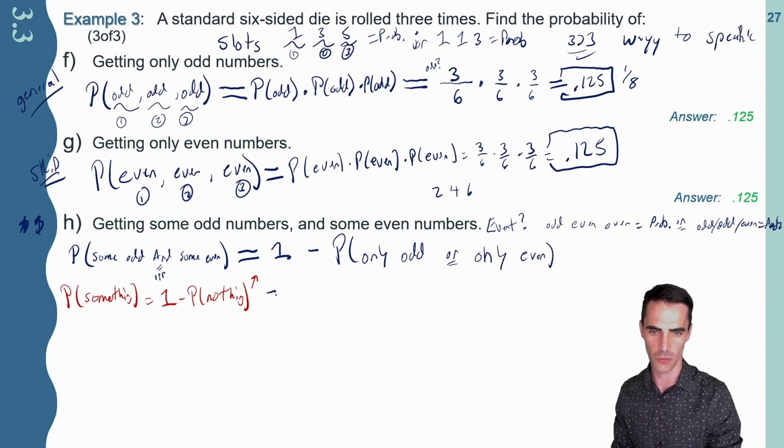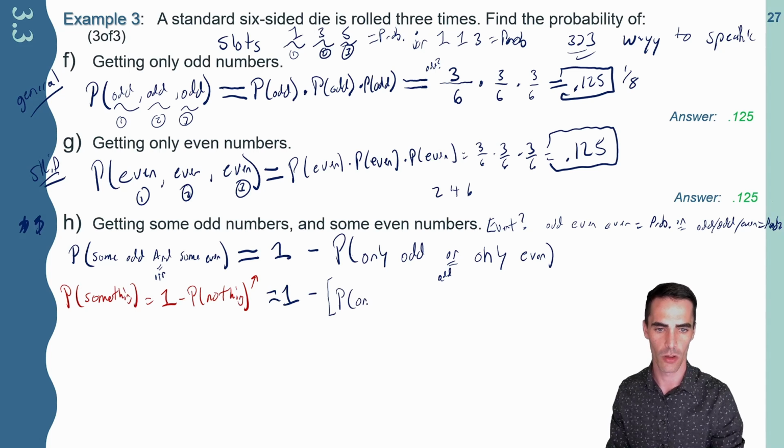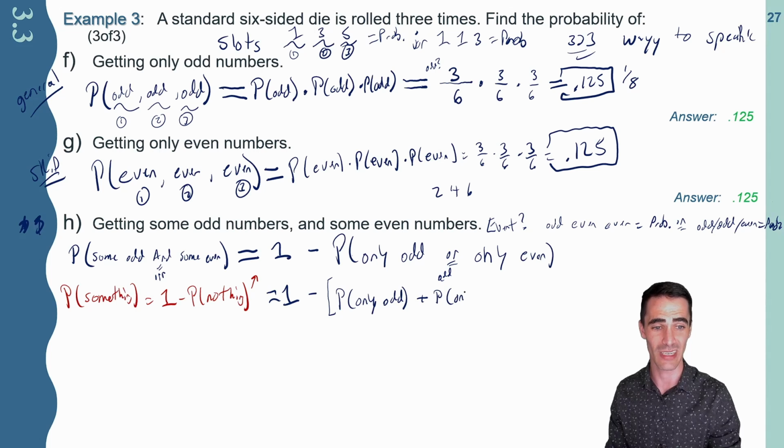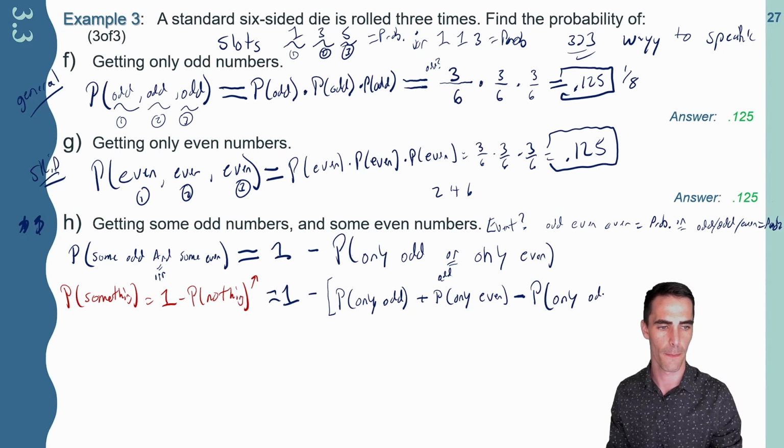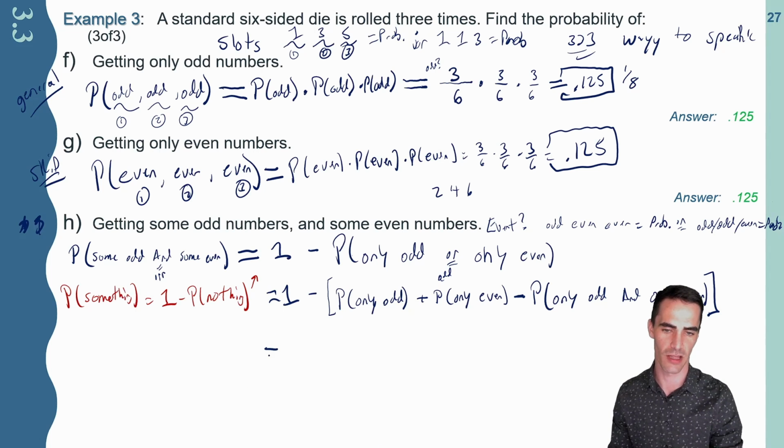So look, I can write this as equal to 1 minus, whenever we see or, we should have this impulse to add things together. We called it the addition rule, and it looked like this. Let me write brackets here to highlight that we're working inside this. This should be the probability of getting only odd plus the probability of getting only even, and then minus their overlap, the probability that I get only odd and only even. Again, that was the addition rule that we had in the past. Ooh, here we go. This is where it's going to line up together.